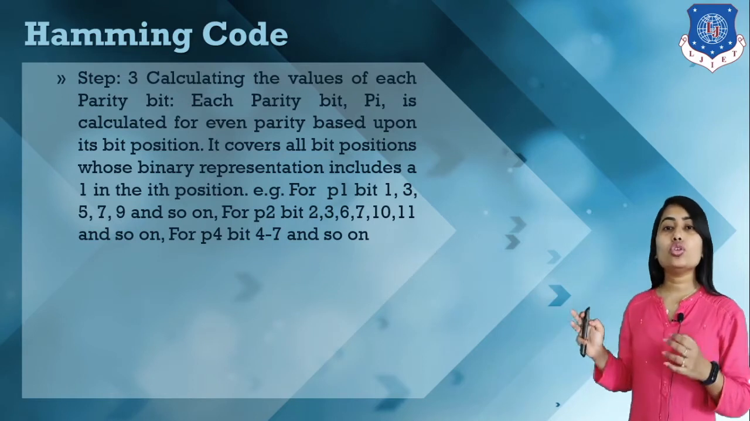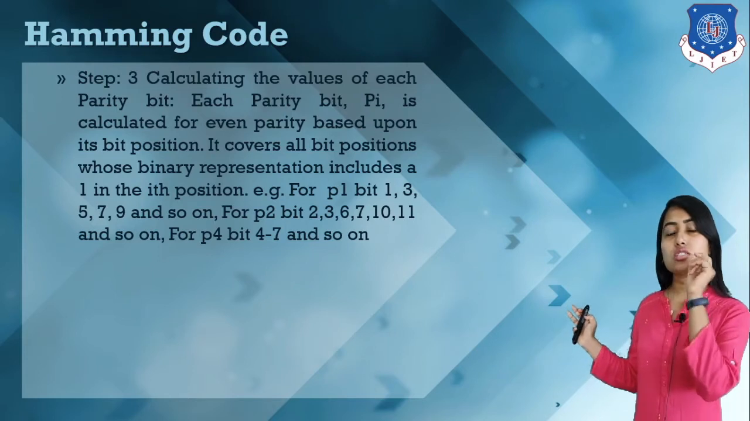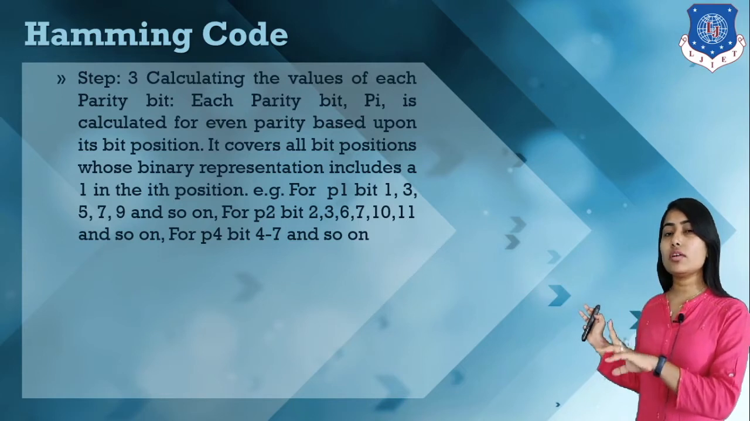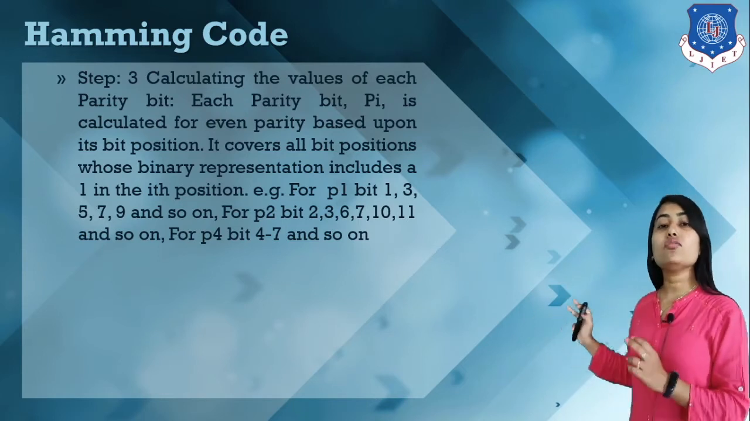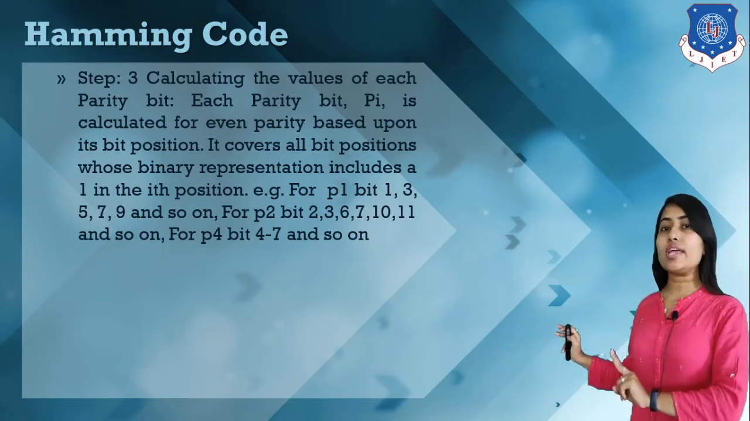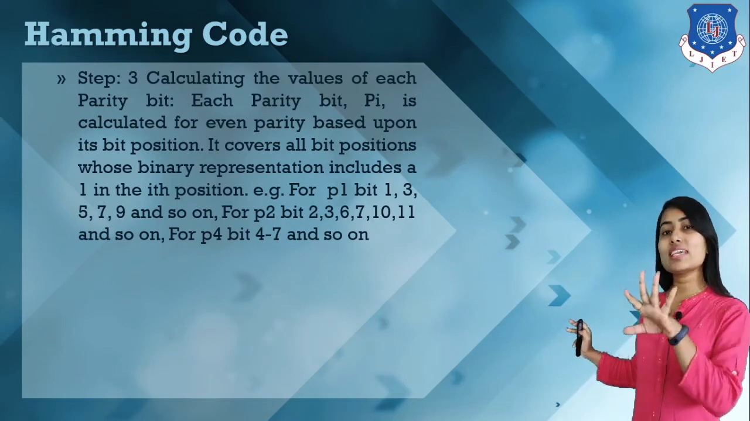So how can we write this? For P1 we just skip 1, write 1. So for P1 skip 0, write 1, skip 2, write 3, skip 4, write 5. That's why for P1 we have 1, 3, 5, 7, 9 and so on. For P2 skip 2, write 2. So 0, 1 skip, 2, 3 write, then 4, 5 skip, 6, 7 write.